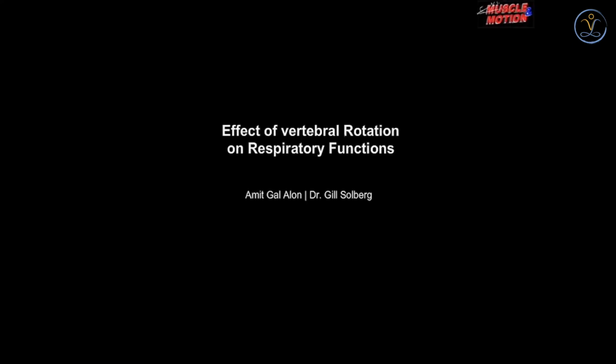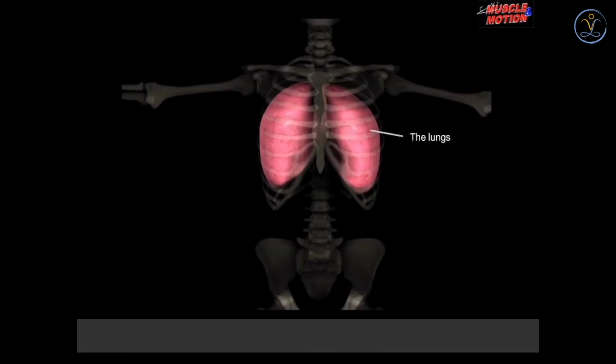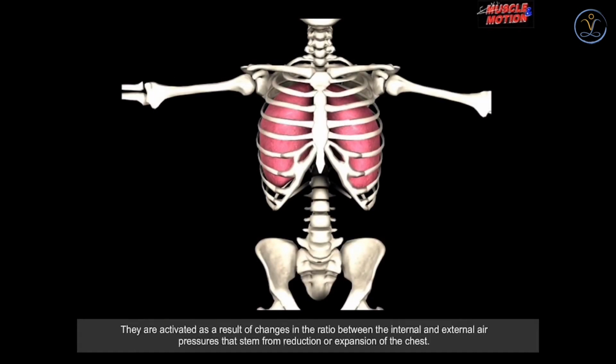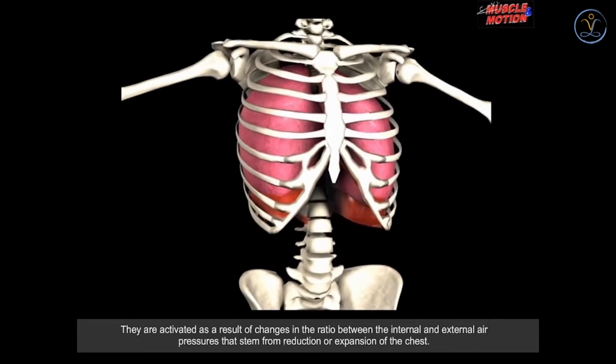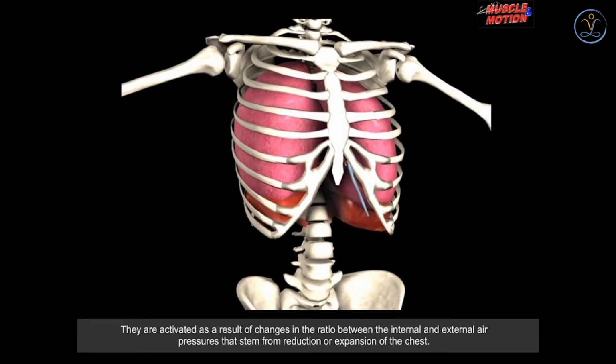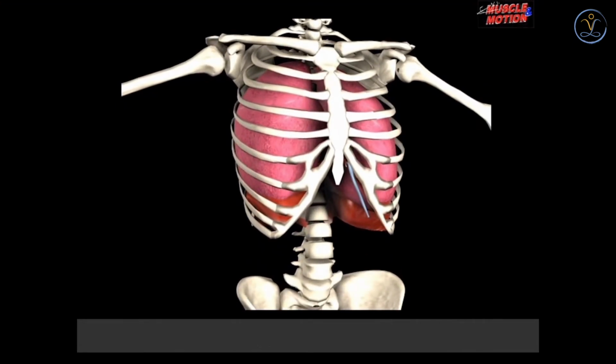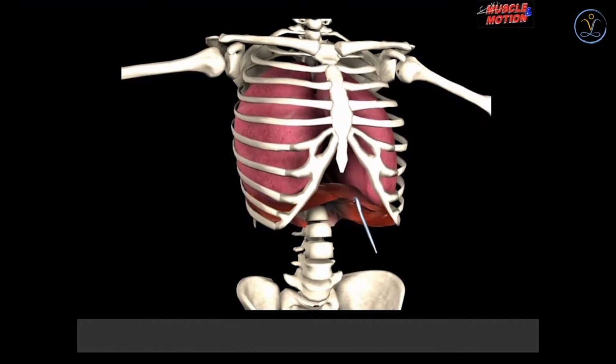Effect of vertebral rotation on respiratory functions. The lungs do not have the independent ability to increase or decrease their volume. They are activated as a result of changes in the ratio between internal and external air pressures that stem from reduction or expansion of the chest.